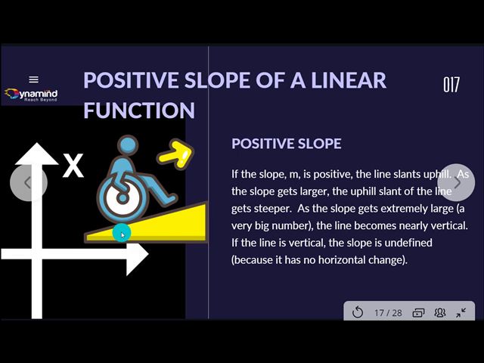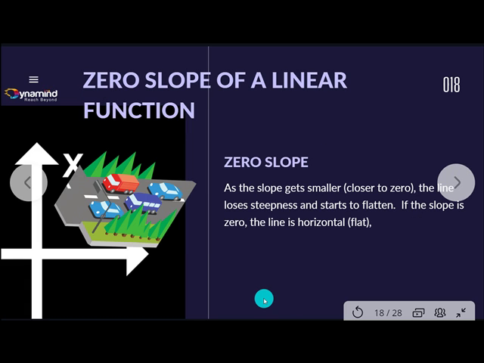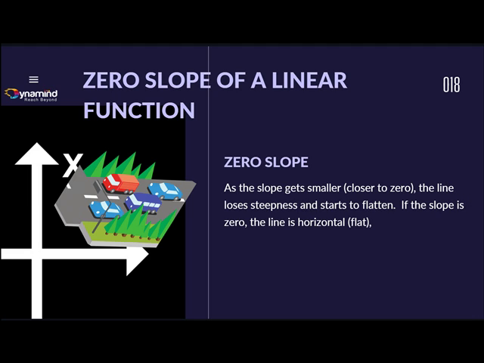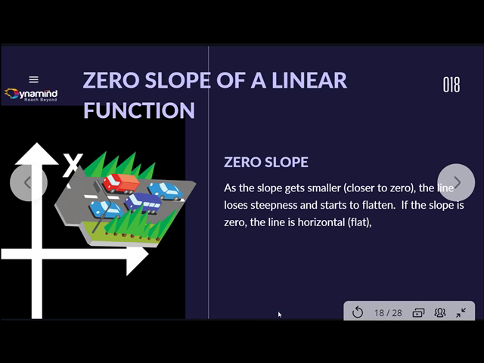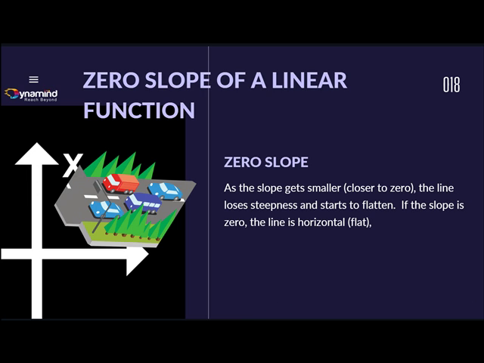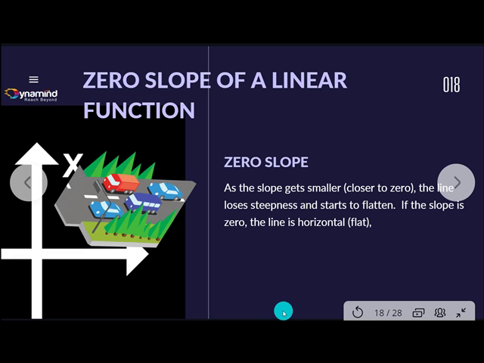Now if this line keeps on increasing and becomes vertical, then this is undefined slope. However, zero slope you can understand if there is a horizontal road. You don't have to climb any mountain. This is an example of a zero slope. You are not gaining any elevation or height by moving on the x-axis.